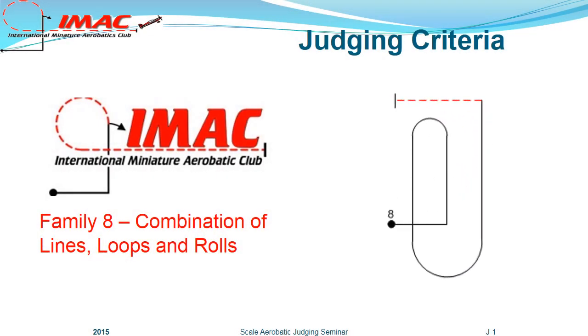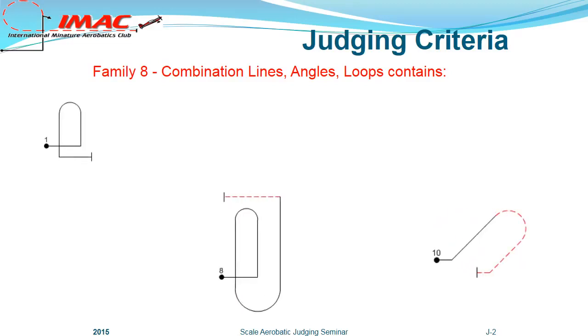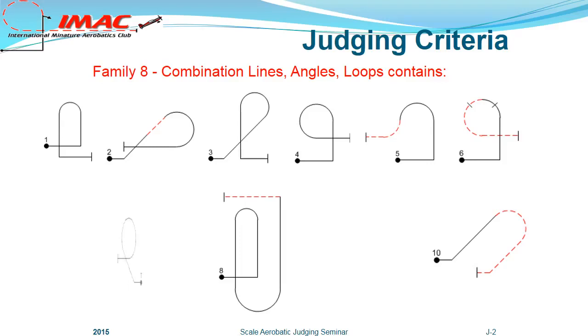This is Aresti Family 8, combination of lines, loops, and rolls. This family combines a variety of elements into some interesting figures for scale aerobatics. Some are quite familiar, and others not so much. They include single and double Humpties, 5/8 looping figures, P-loops, Q-loops, and 1 1/4 loops.